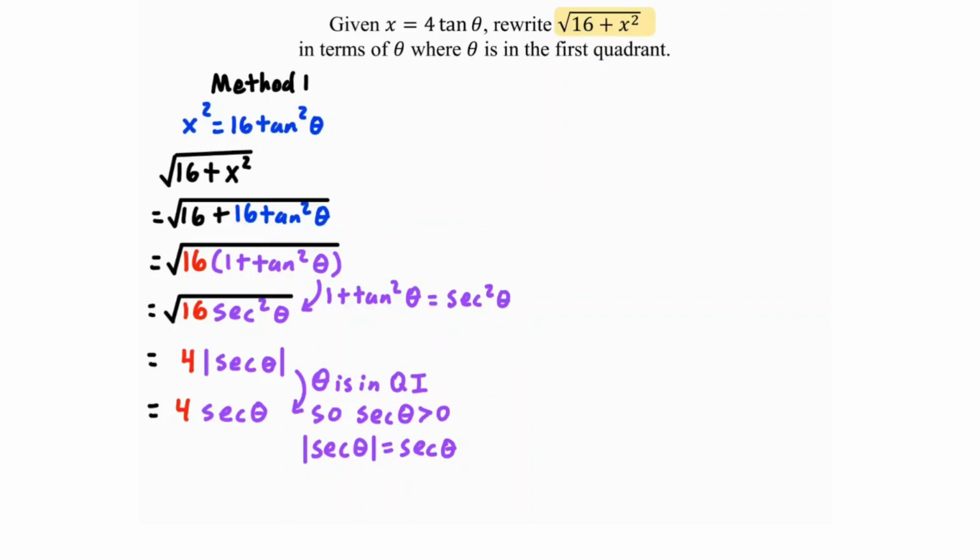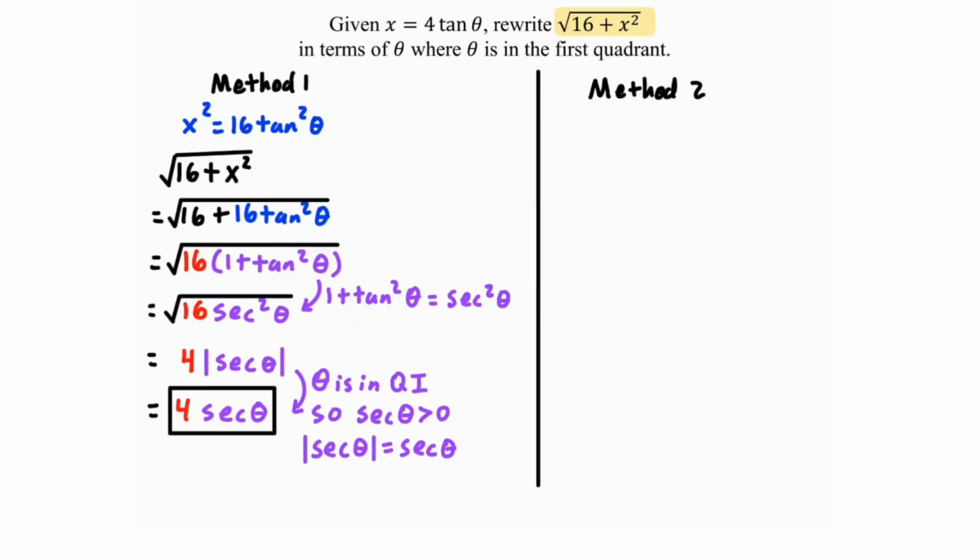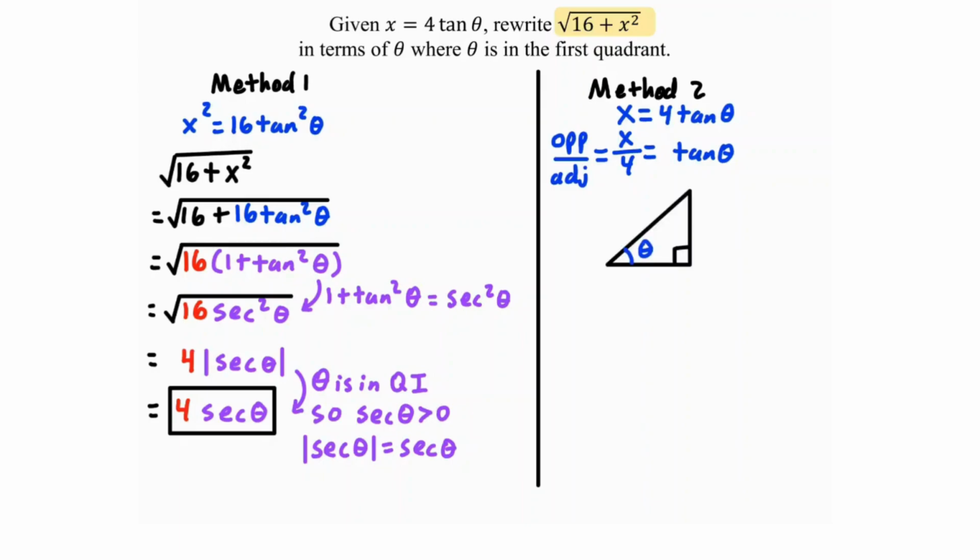Now let's look at a second method, which is going to be more towards a geometric approach. So method 2, take a look at the x equals 4 tangent of theta. We'll divide both sides by 4, and so we have tangent of theta is equal to x over 4. Recall that the definition of tangent theta is opposite over adjacent. So we'll draw a right triangle. And the reason why we draw a right triangle is because we know the angle is in the first quadrant. So it's an acute angle. So we have the opposite side to be x, the adjacent side to be 4.